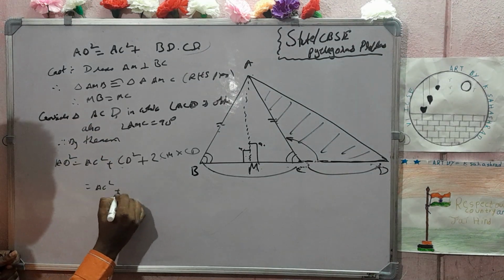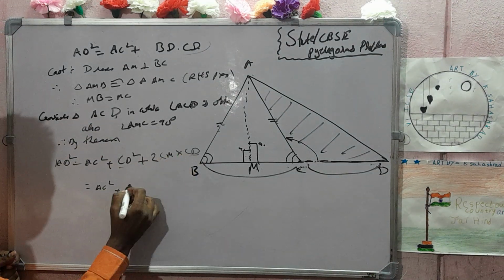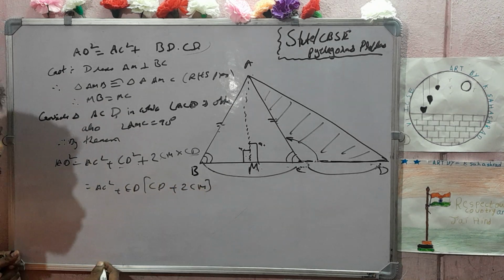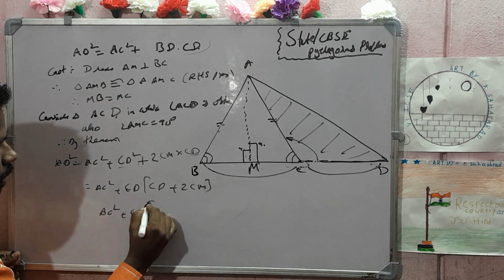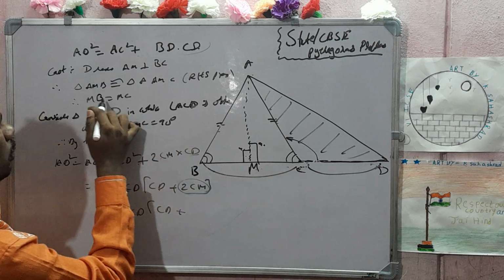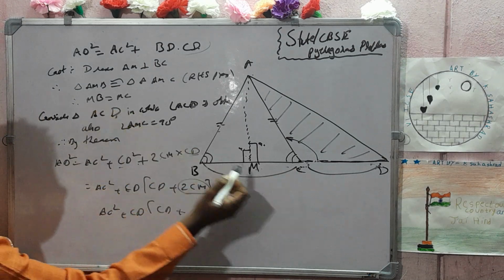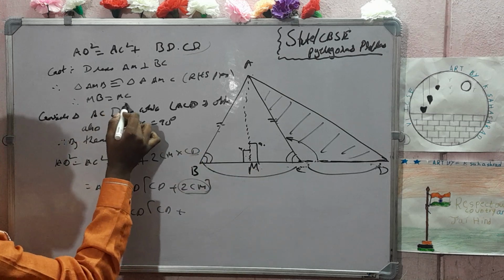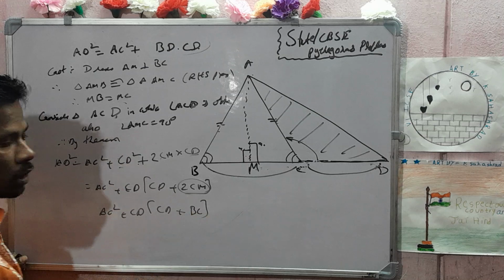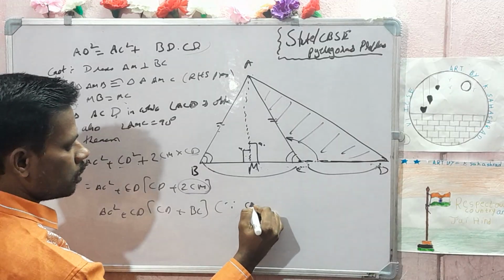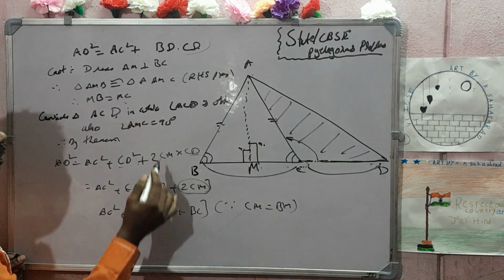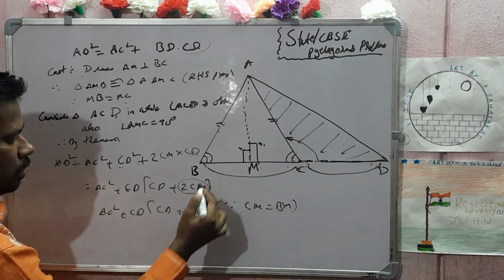So this is equal to AC square plus, taking CD common in these two, CD into CD plus 2CM. So AC square plus CD into CD plus 2CM. 2 into CM is nothing but BC. Here we have written MB is equal to MC, therefore 2CM is nothing but BC. Since CM is equal to BM, 2CM is nothing but the BC length.